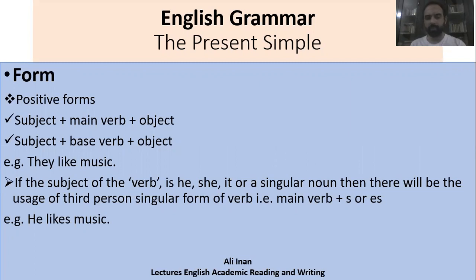If the subject of the verb is he, she, it, or a singular noun, then there will be the usage of the third person singular form of the verb, that is the main verb plus s or es. For example, he likes music.